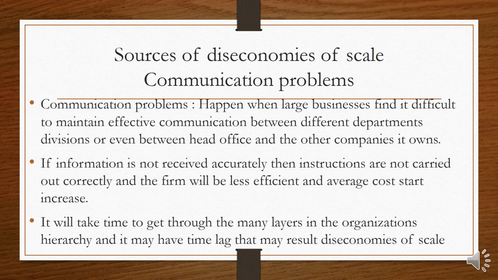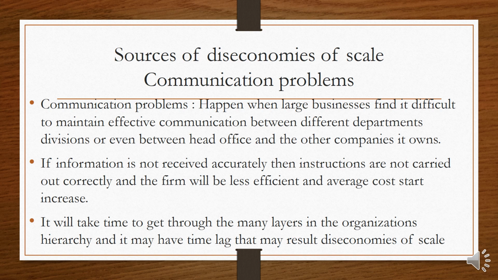Then the sources of diseconomies of scale. The first one is the communication problem. What do we mean by the communication problem? The communication problem happens when a large business finds it difficult to maintain effective communication between the different departments and divisions, even between the head office and its own other companies.